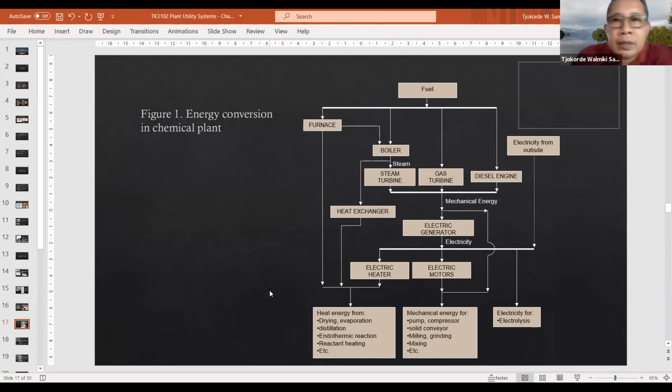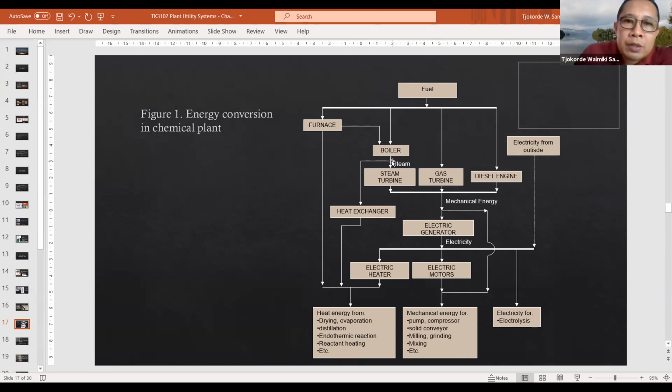There we go. This is a simplified flow diagram of energy conversions in a chemical plant. Typically, we start from fuel. To date, we don't have any significant number of chemical processing plants around the world that work with nuclear energy, for example, or solar power, tenaga matahari. So this is a conventional chemical processing plant. This would be the typical energy conversion happening in a chemical processing plant. So we have fuel, we combust the fuel in the furnace, and the thermal energy can be used to generate steam.